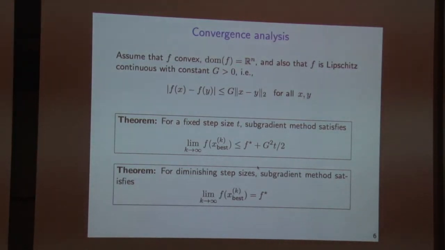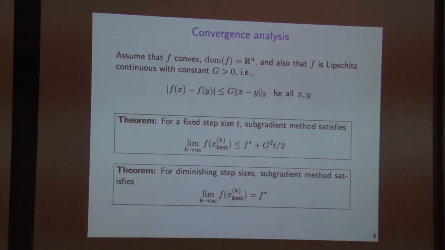If we choose the step sizes to be diminishing according to that rule we saw, which means that the sum of the step sizes is infinite and the sum of their squares is finite, then in the limit we actually do get the optimal criterion value. So this says it's convergent. It doesn't tell us what its convergence rate is yet, just that it converges.